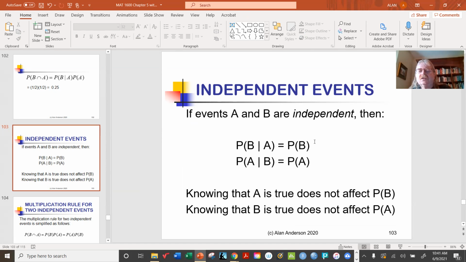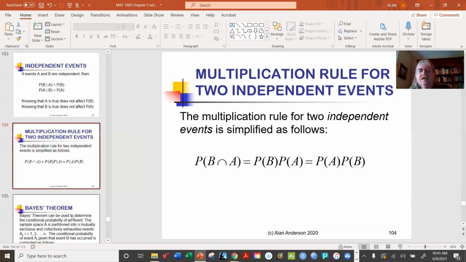So if this is true, look what happens to the multiplication rule. Watch how easy it is. Oh my God, it's so simple. We don't have any conditional probabilities at all. It's just the probability of the two individual events. All right, so why don't we make up a quick example of this?